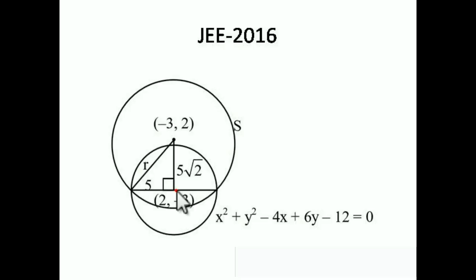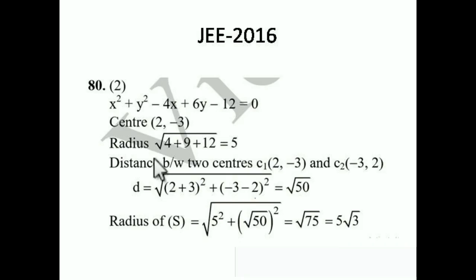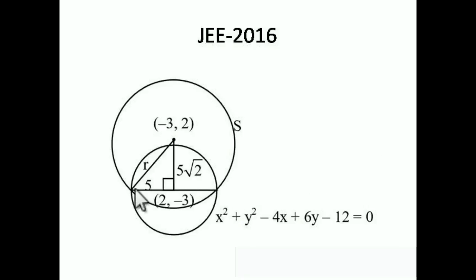Now for finding out the radius, we have the formula square root of g square plus f square minus c. So this becomes 25, square root of 25, that is 5. So we have this value, that is 5. We have this value. This is the radius of the bigger circle that we have to find out. And the distance between this center and this center we can find out by the distance formula, because we know the 2 points.